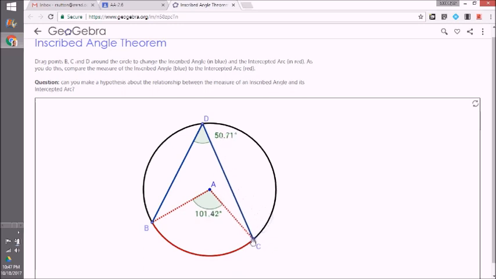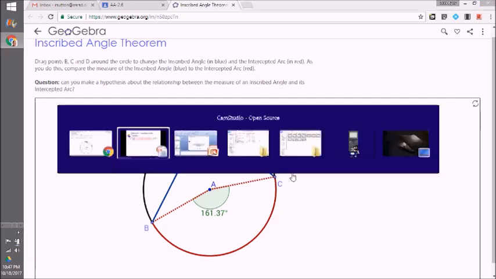Clearly they're both changing. When D is about 50, arc BC is about 100. If we move D down to 40, well, now arc BC is about 80. If we stretch it back out again, when D is 80, this arc is about 160. So hopefully you're starting to see a pattern here.